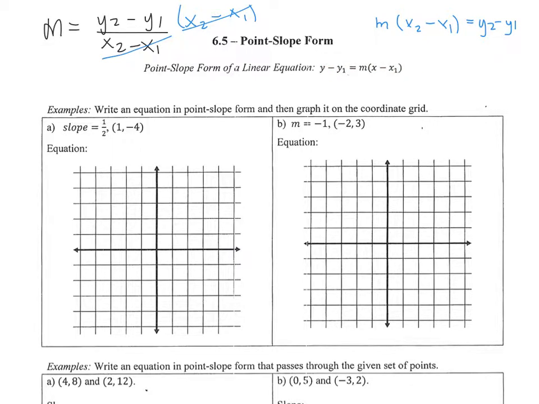So what you're going to do is plug in the specific point x1, y1 right here and the specific slope. So example 1, write an equation in point-slope form and then graph it on the coordinate grid. If your slope is 1/2 and your point is 1, -4, notice how there's subtraction signs. So you're doing the opposite of y1 and the opposite of x1. If this is a positive number, then it's going to be a negative number in the equation. If this is a negative number, then it's going to be a positive number in the equation.